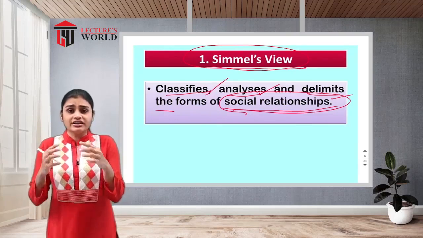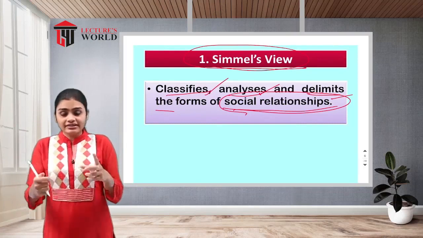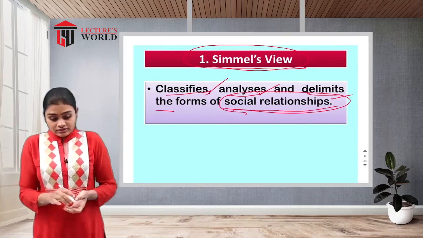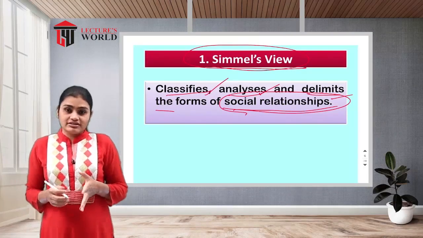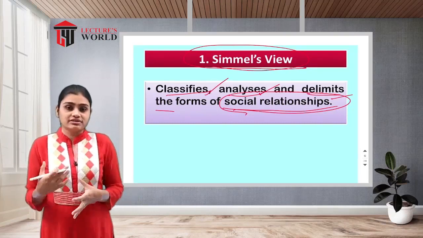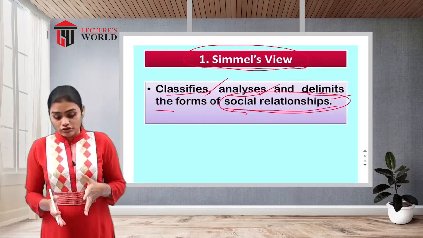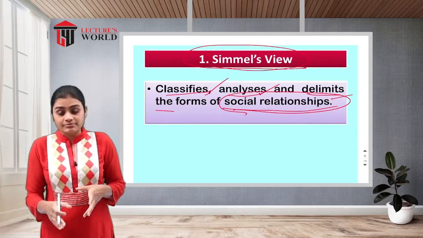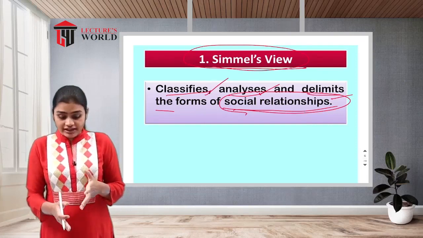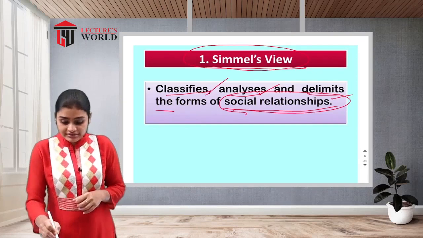Delimits in the sense that they formulated the boundary, so that within these limits only they are working. That is delimiting the forms of social relationships. So they have done all those three things in the different social relationships. That is the scope of sociology according to Simmel's view. Let's see the next one.